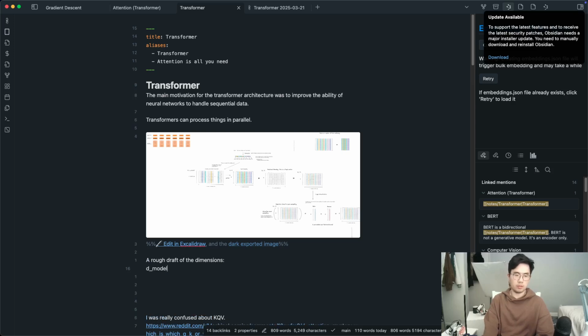The model is initially B, I guess BTC. That's your batch. Channels, where C is the embedding dimension. And then we'll have W.